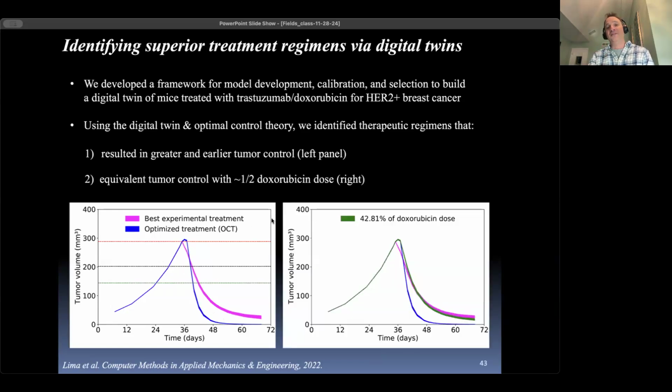And we also found equivalent tumor control using half the doxorubicin. And so this green line is the prediction here. And so that's what's being tested now. Those are 2 readily testable hypotheses that we landed on from mathematical modeling.